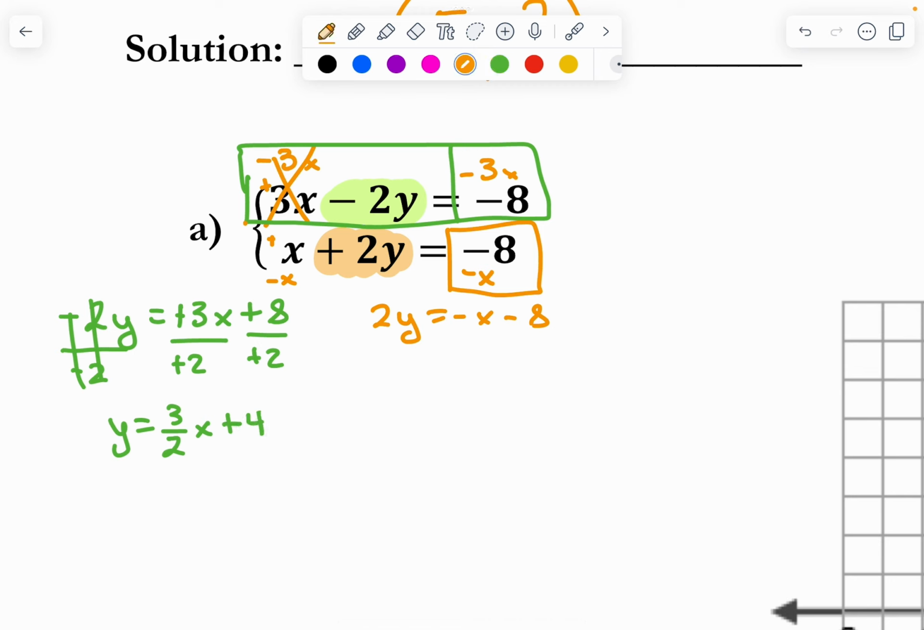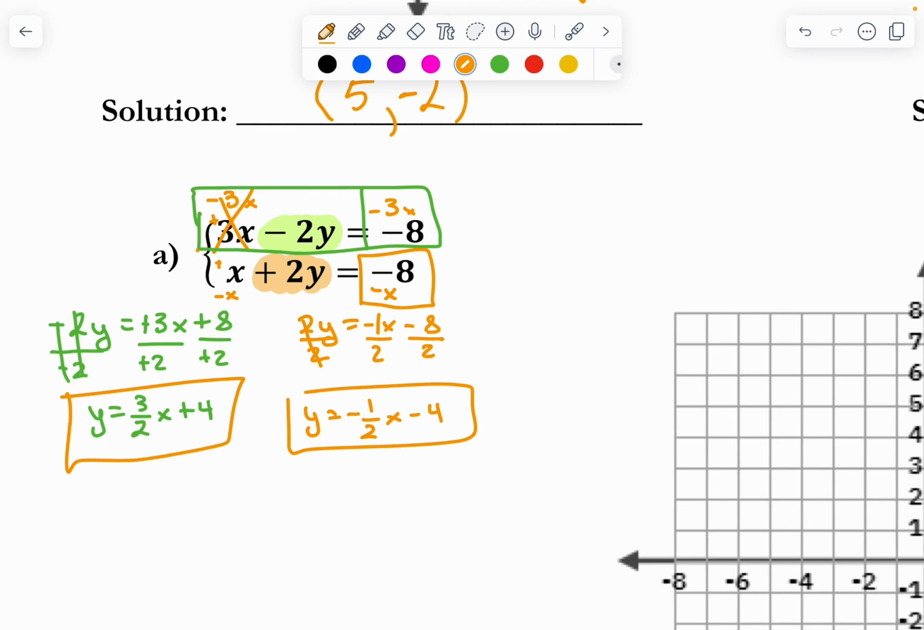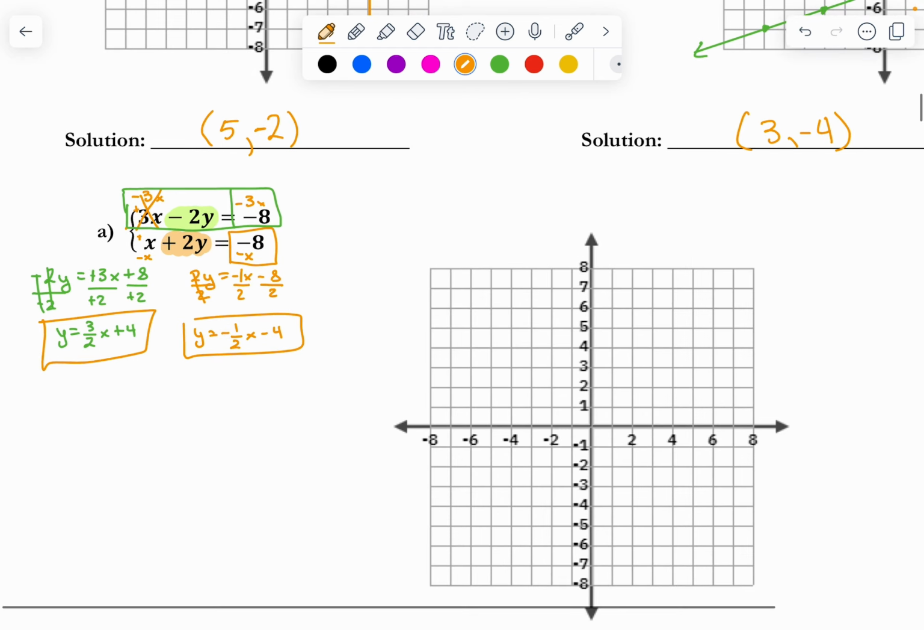Now, finally, we're going to divide by 2 on the right side. Y is equal, well, this I have negative 1x, so this is just negative 1/2x. Negative 8 divided by 2 is negative 4. So there we go. These are our 2 lines. And they're done exactly the same. We cancel our x, then divide by the number in front of our y. Exact same thing. Let's go ahead and finish this up.